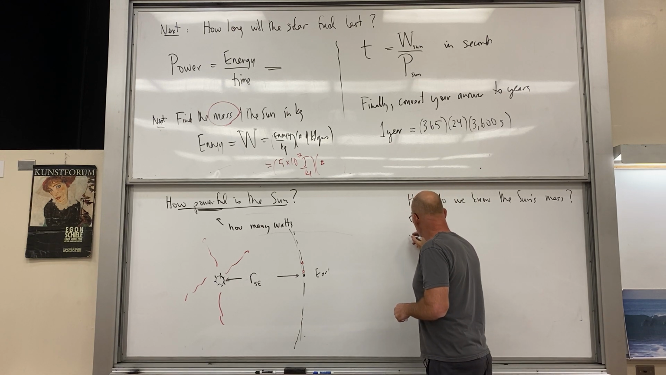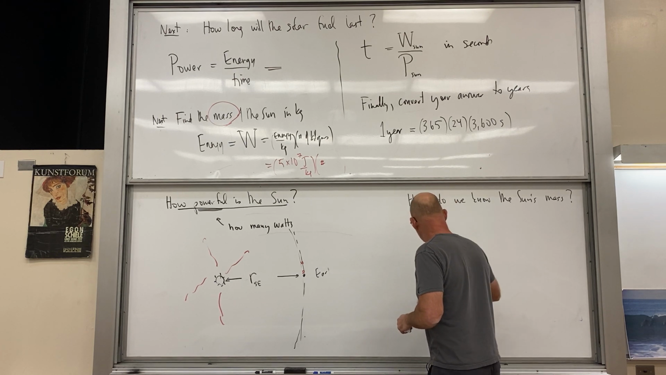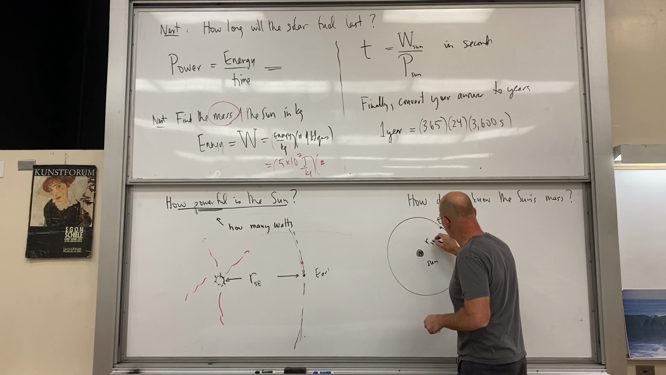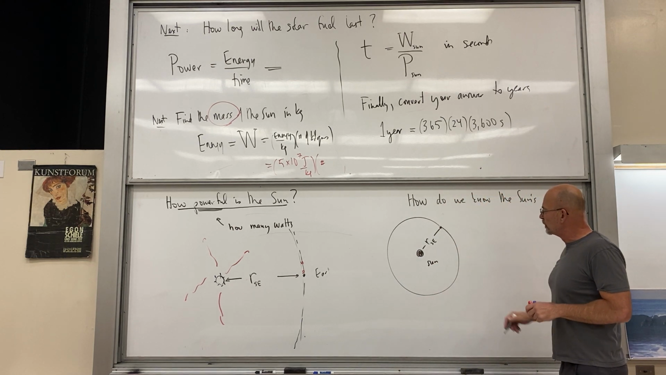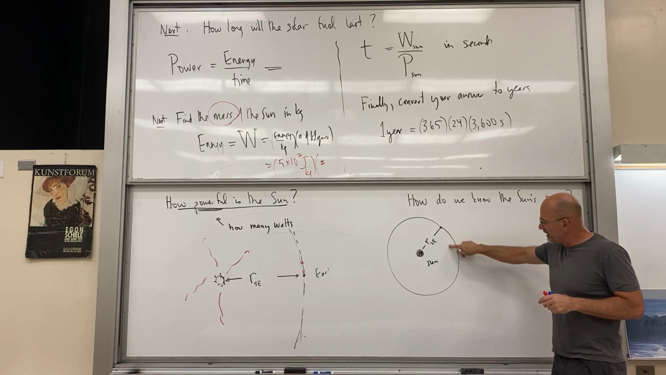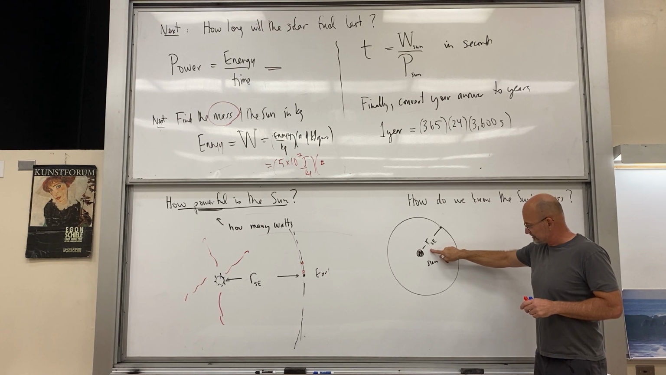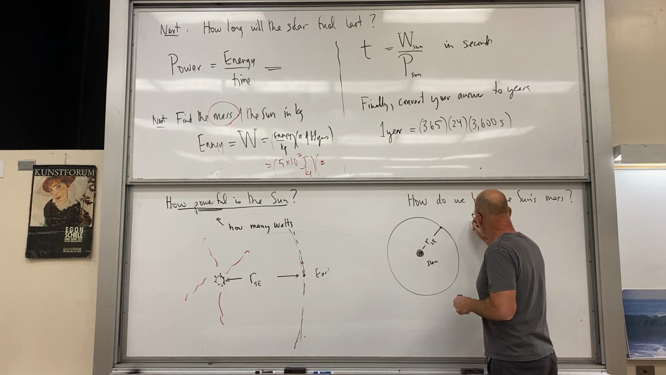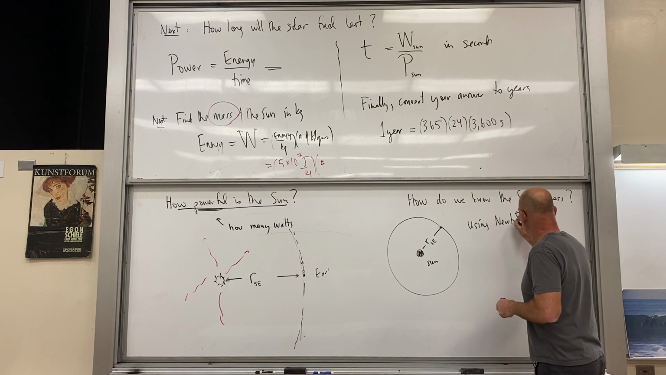So, Newton's law of gravity. Let's just do a top view. Here's the sun. Here's Earth's orbit around the sun. And that's our sun, Earth. So Newton's law tells us if we know the orbital period, the time it takes to go around, and the distance, we can figure out the mass of the central body. So I'll write here, using Newton's law of gravity.